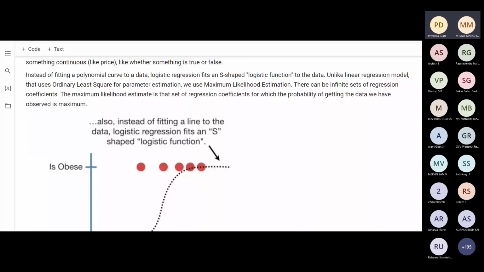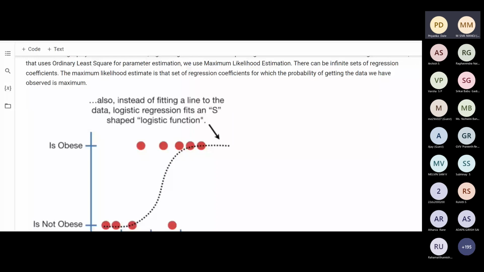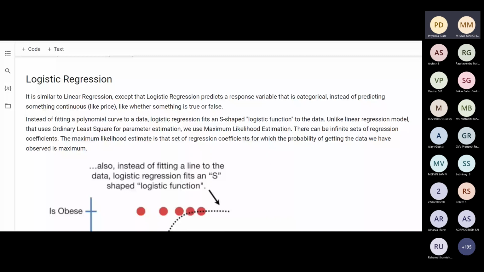So here we can see that we have used an S-shaped logistic function to fit the data. Logistic regression is also different from linear regression in that in linear regression, we get output values ranging from negative infinity to positive infinity. But in logistic regression, we get values in categories, like true or false or 0 or 1, according to how we need them.